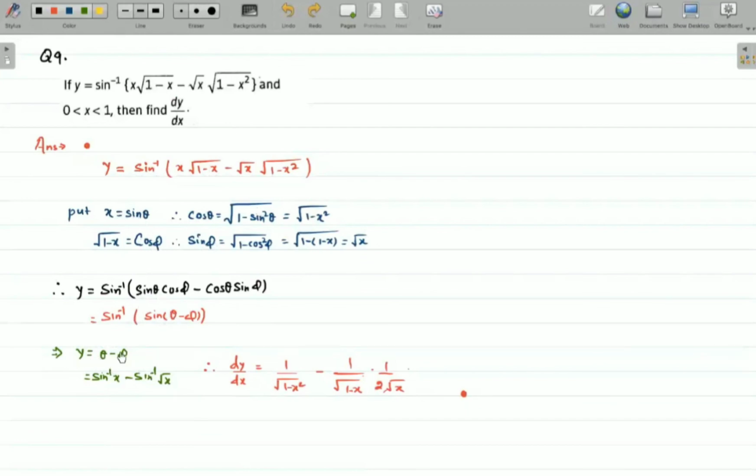What is theta? Sine inverse of x. What is phi? We can write phi as sine inverse of root of x. Again, I differentiate. This will straight away give. Here we will change it. First of all, this is root of x, will give with this. Again, root of x will give this. This is the answer to the question.